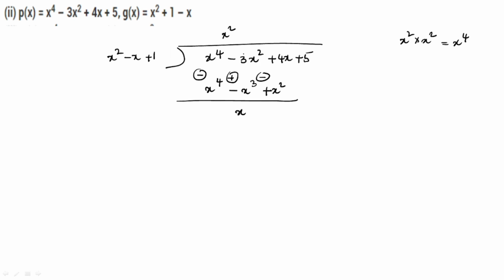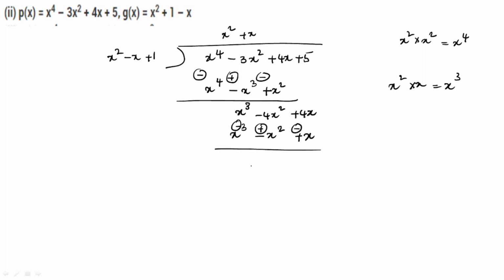As there is no x cube term in the dividend, you will be getting this as x cube itself. And minus 3x square minus x square is going to be minus 4x square. And you bring down the next term, that is 4x. Now it is x square and it has to become equal to x cube, so you multiply with x. So it's plus x. When you multiply, it's going to become x cube minus x square plus x. Altering the signs, we will be left with minus 3x square plus 3x plus 5.